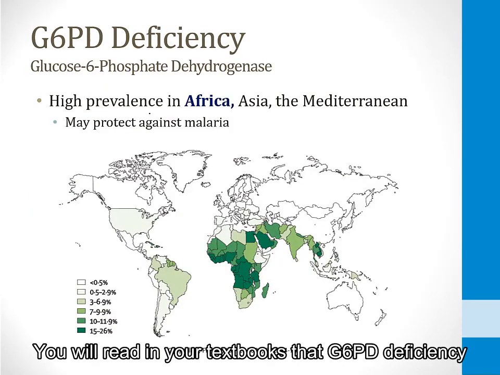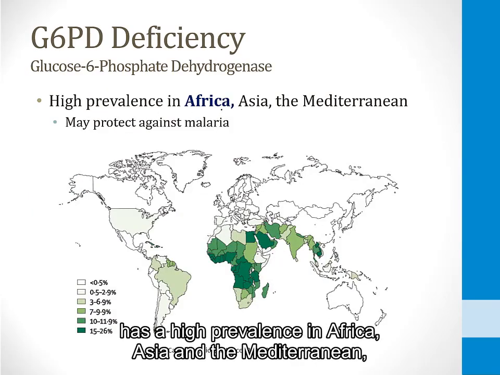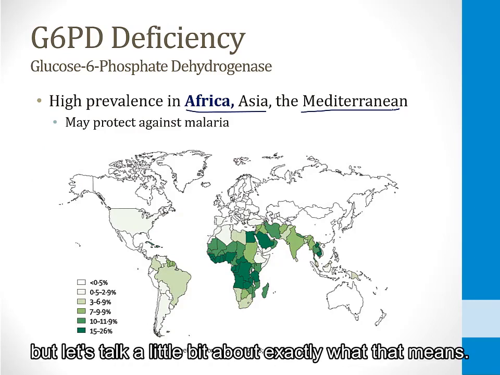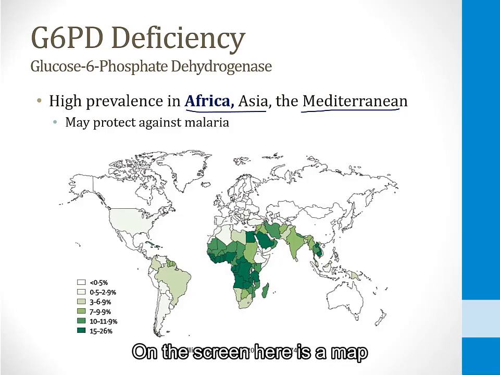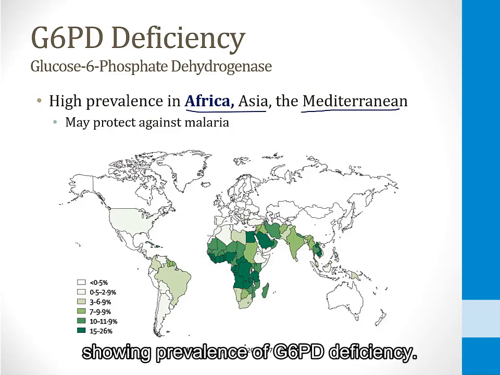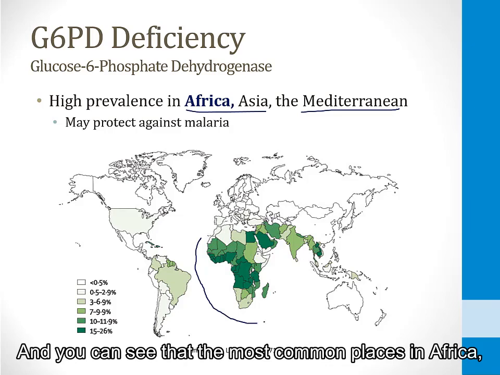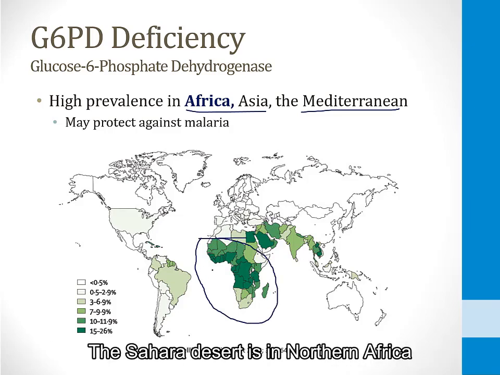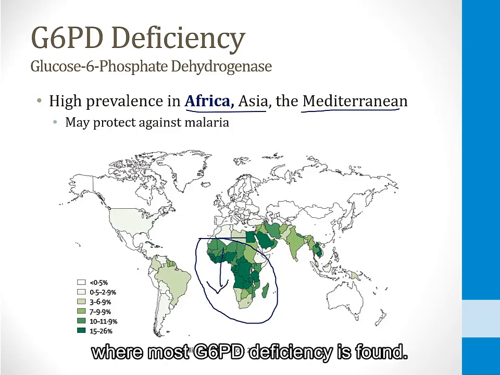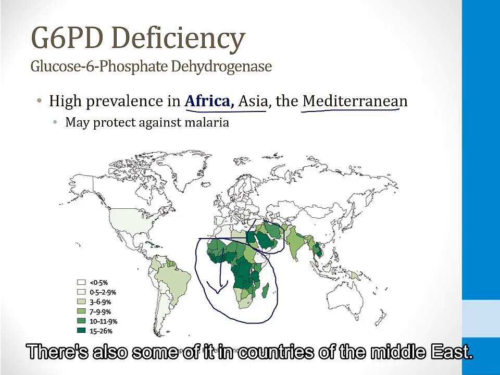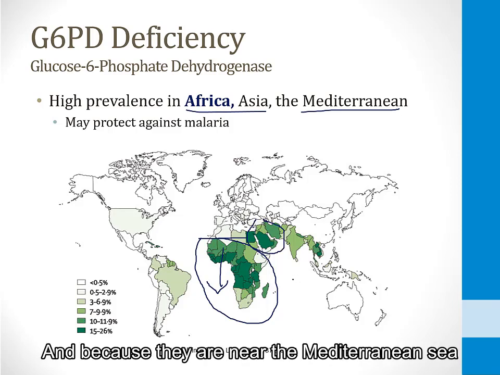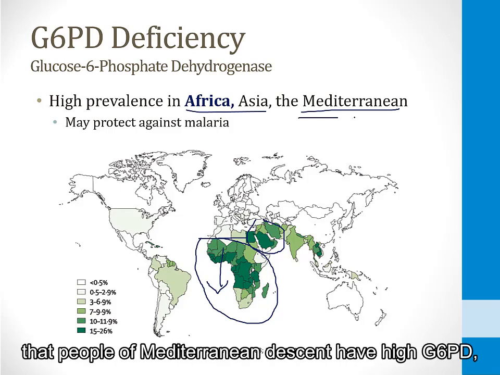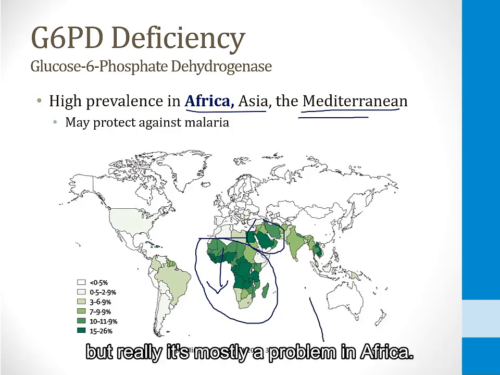You will read in your textbooks that G6PD deficiency has a high prevalence in Africa, Asia, and the Mediterranean, but let's talk a little bit about exactly what that means. On the screen here is a map showing prevalence of G6PD deficiency, and you can see that the most common place is in Africa. The most common location is sub-Saharan Africa. The Sahara Desert is in northern Africa, and it's these countries below the Sahara where most G6PD deficiency is found. There's also some of it in countries of the Middle East, and because they are near the Mediterranean Sea, you will sometimes see it said that people of Mediterranean descent have high G6PD, but really it's mostly a problem in Africa.